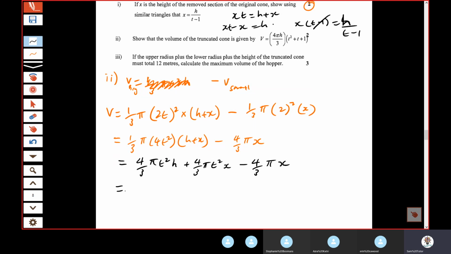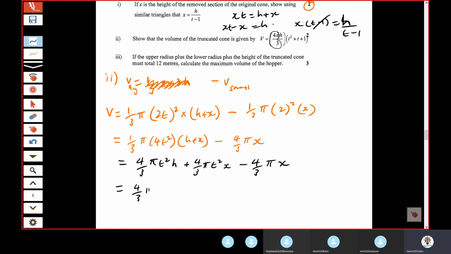What I would want you to do is this. Have a look at what you're trying to show now. You can see there's a 4/3, you can see there's a pi. Can you guys see I've got a 4/3 pi everywhere? Why don't you just make your life a little bit easier and start factorizing that out? It doesn't matter, just so you know, but why wouldn't you do that?